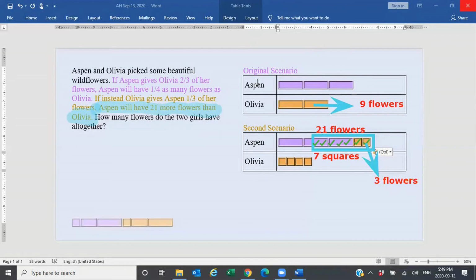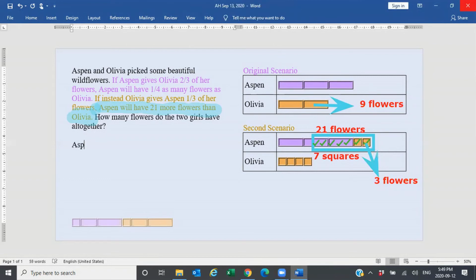I will get rid of all. No, I think we still need them. Yes, we need them to see how many flowers each girl has. Aspen has 3 rectangles. Each one represents 9 flowers. So it's 9 times 3. So Aspen has 27 flowers. I'll just write it over here. Aspen has 27 flowers.